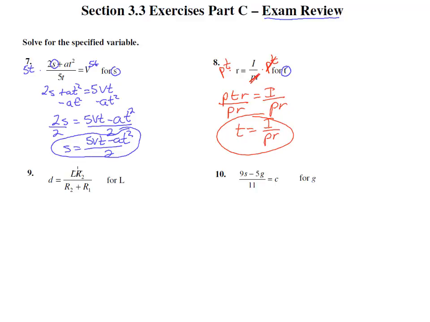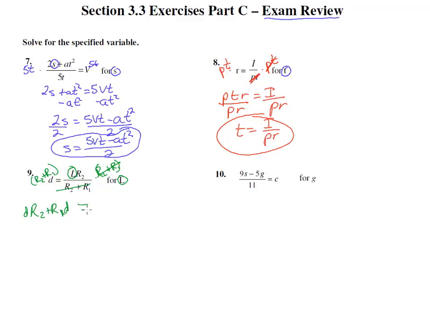Number 9. Ooh, this is a big formula. D equals L r sub 2 all over (r sub 2 plus r sub 1), for L. So all we're trying to do is get L by itself. Well, let's first get rid of the fractions. Times by this r sub 2 plus r sub 1 as a group, and over here, r sub 2 plus r sub 1. That will get rid of it over there, and we have r sub 2 plus r sub 1 times that d, so that d can distribute in there.